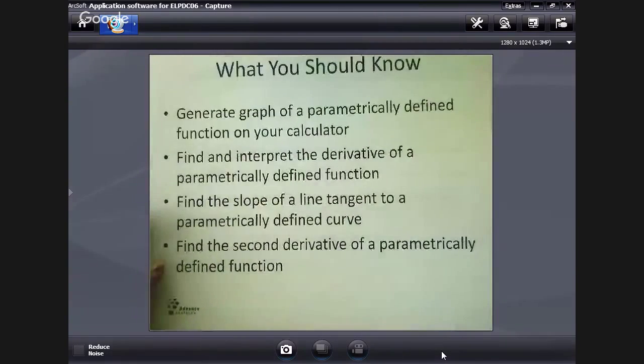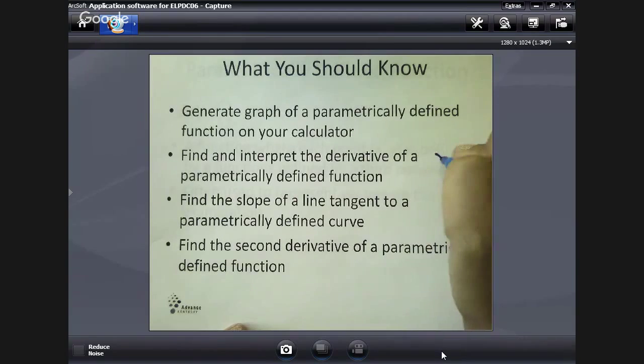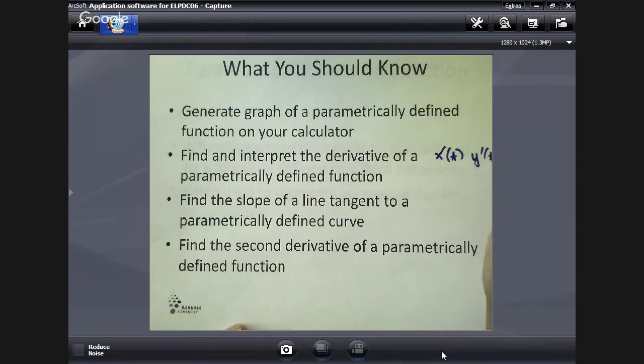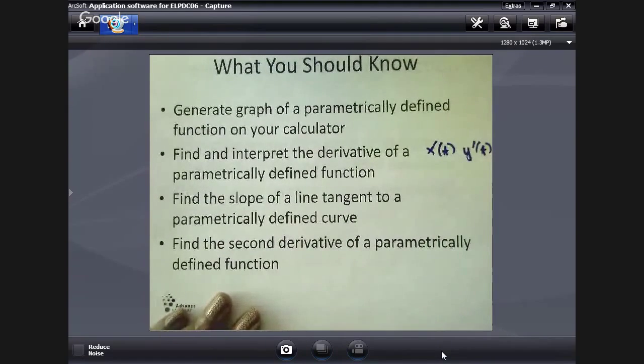You have to know how to be able to generate the graph of a parametrically defined function on your calculator. That means change your calculator from regular y equals f of x function mode to parametric mode and do stuff in parametric mode. You'll need to be able to find and interpret the derivative of a parametrically defined function. And so that means we should be able to find x prime of t and y prime of t for a parametrically defined function as x of t, y of t.